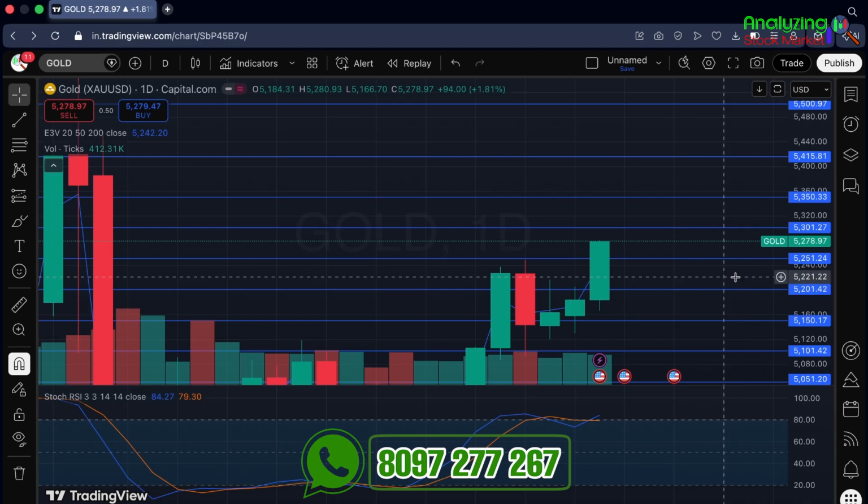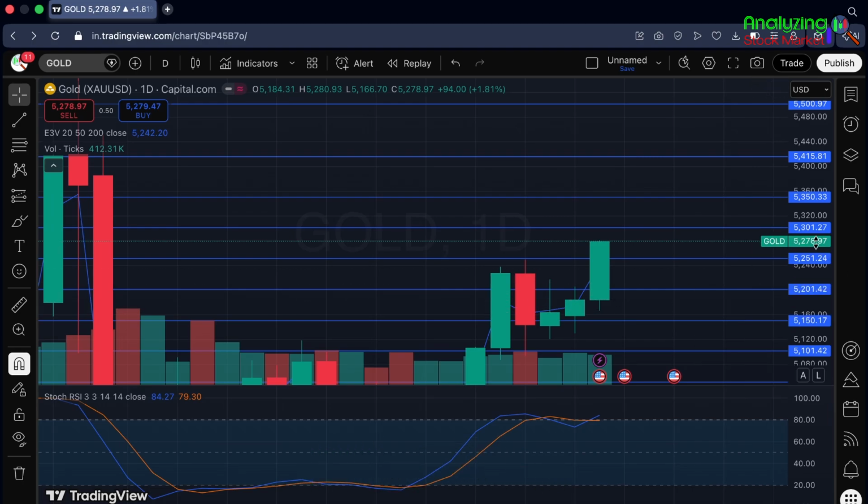So let's now talk about the closing. Here 5278 is the closing. Here the direct support is 5251, direct resistance is 5300. After direct support, there is a support of 5201 and then 5150. After direct resistance, there is a resistance of 5350 and then 5415. So these are the important support zones and resistance zones which will help you to take better stop loss and target levels for this week. Do also mark these levels on your chart as well.